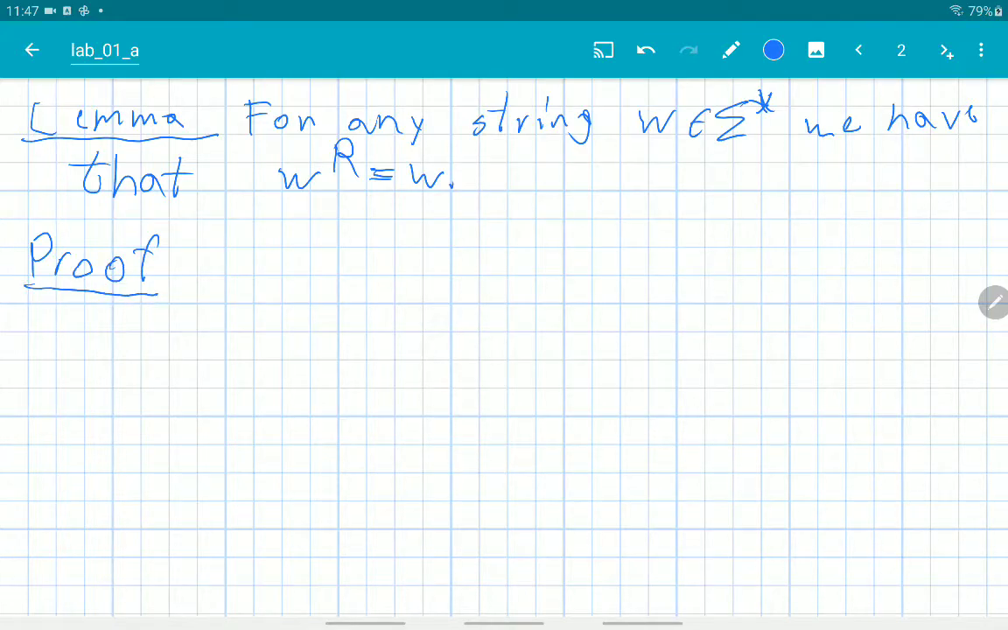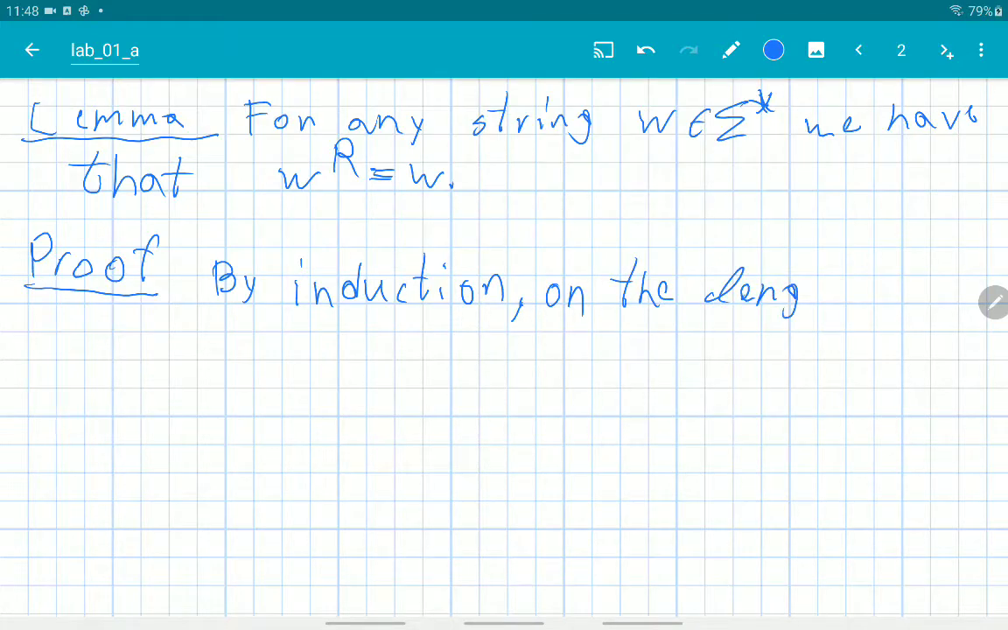So let's write down what we already know. This proof is going to be by induction, and the induction is going to be on the length n of w. Now, this is the beauty of induction. The base of induction is usually very easy, right? You just have to say, okay, this is the induction parameter and the length of the string.